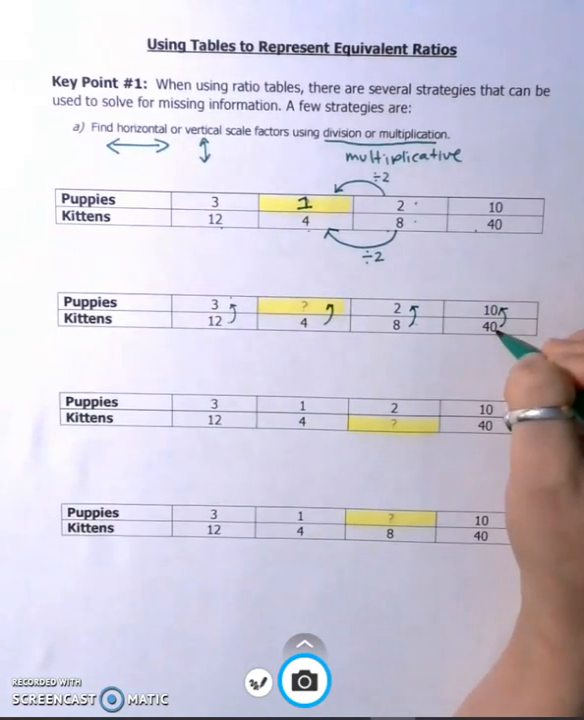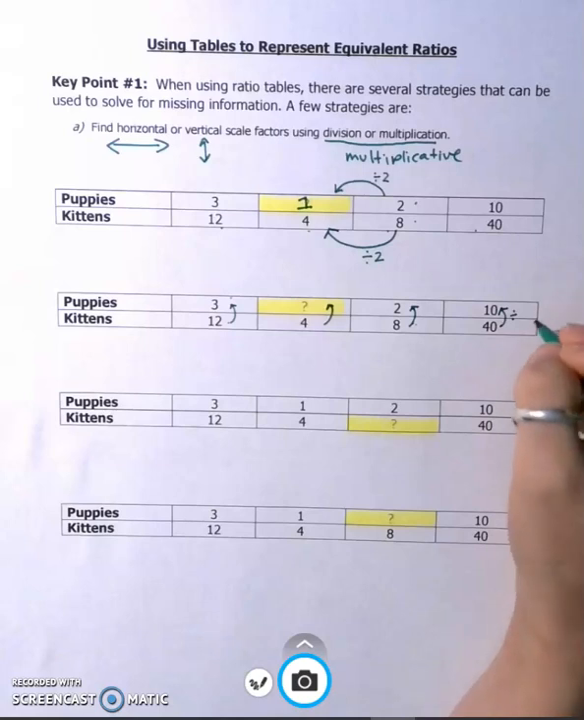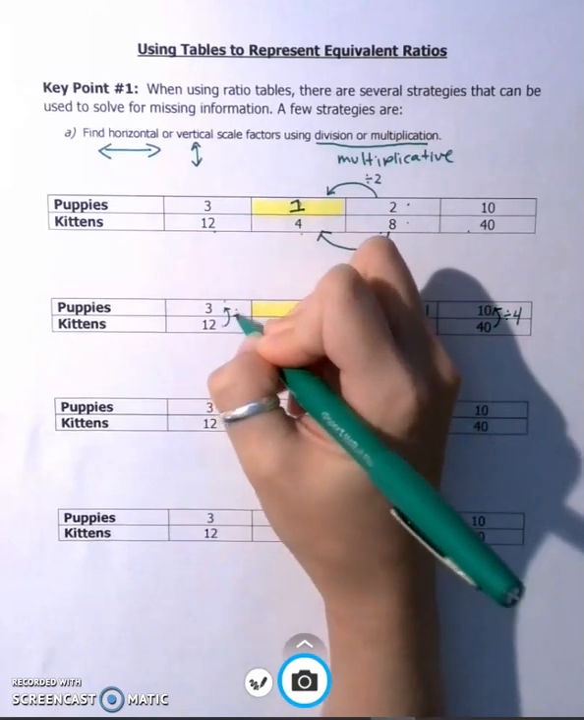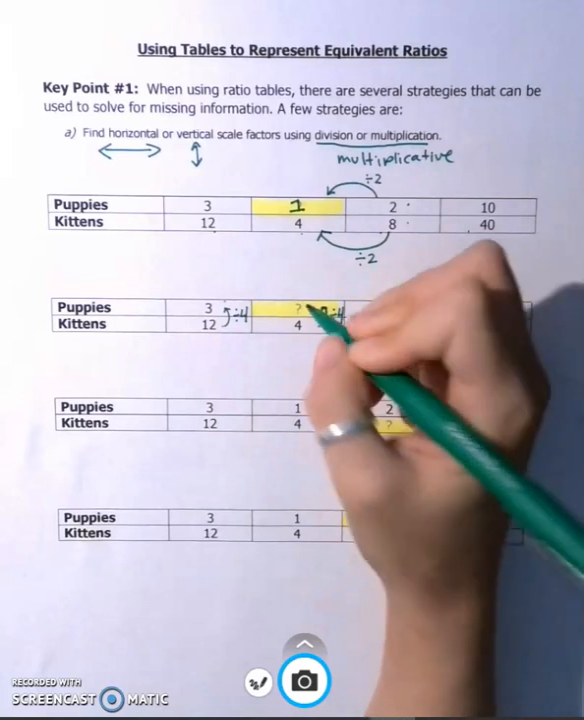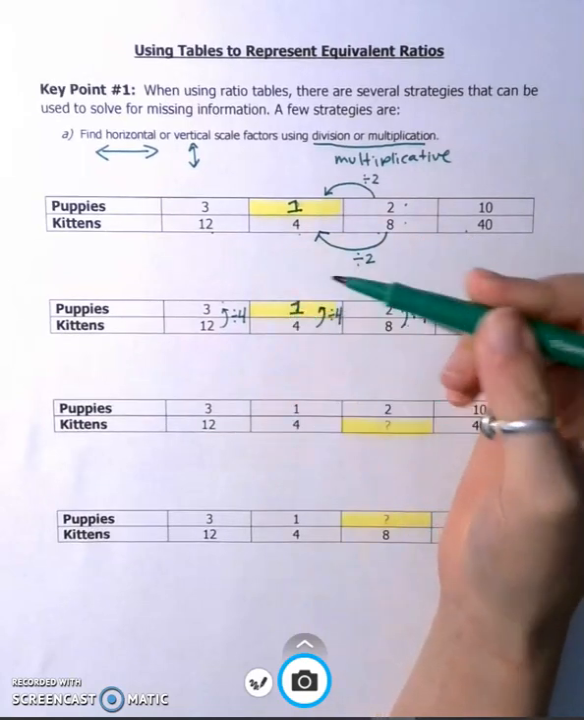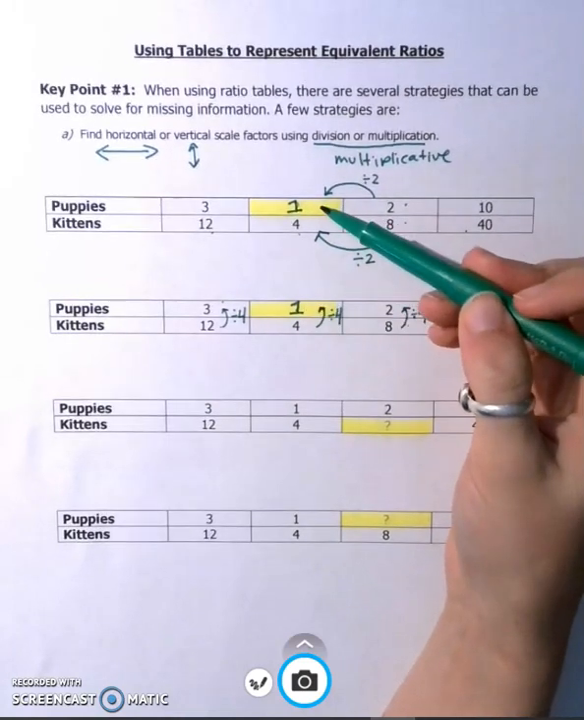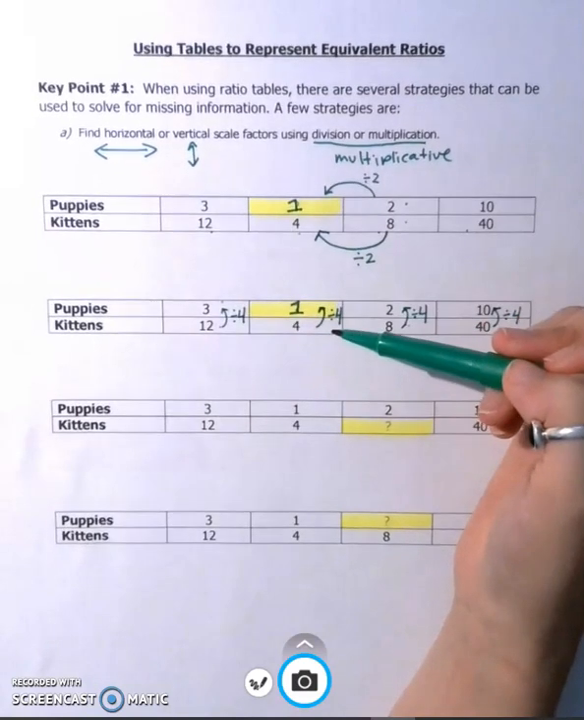What relationship do I see between 40 and 10? Well, 40 is bigger than 10, so I'm probably going to be dividing. 40 divided by 4 equals 10. Notice it's going to be the same relationship for all of them. 8 divided by 4 equals 2. 12 divided by 4 equals 3. 4 divided by 4 equals 1. So check it out. That was the same problem, and I was able to get the same answer, that my missing information is 1, both doing it horizontally and doing it vertically.